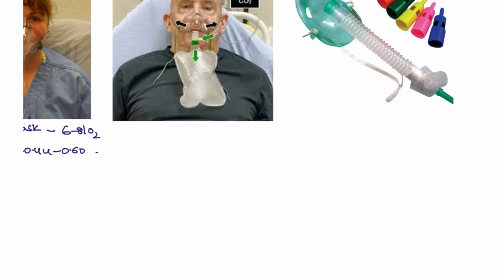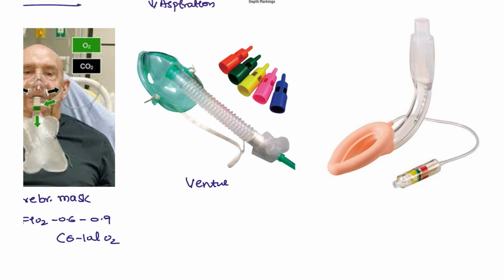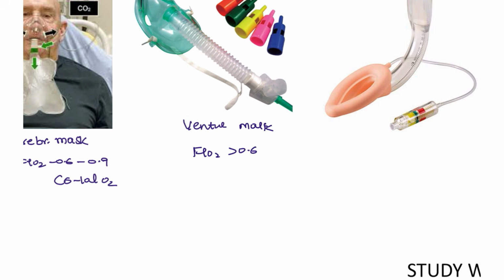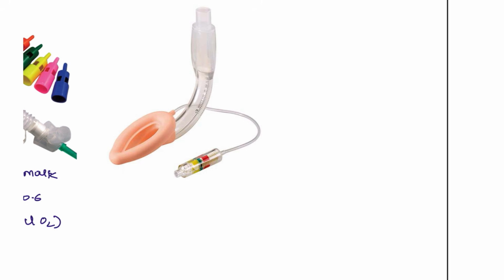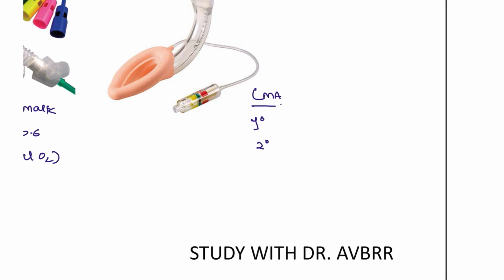Next, this is the non-rebreathing mask, and for this patient FiO2 is 0.6 to 0.9, with around 6 to 10 liters of oxygen. And this one is the Venturi mask, which has a high FiO2, more than 0.6, and very high flow. 12 liters of O2 can also be given with this Venturi mask. And what is this one, guys? This is the LMA, laryngeal mask airway. We have the first generation and the second generation.